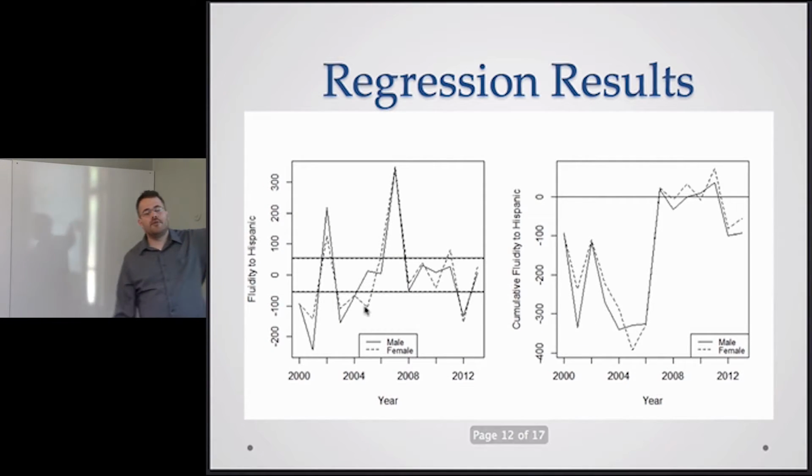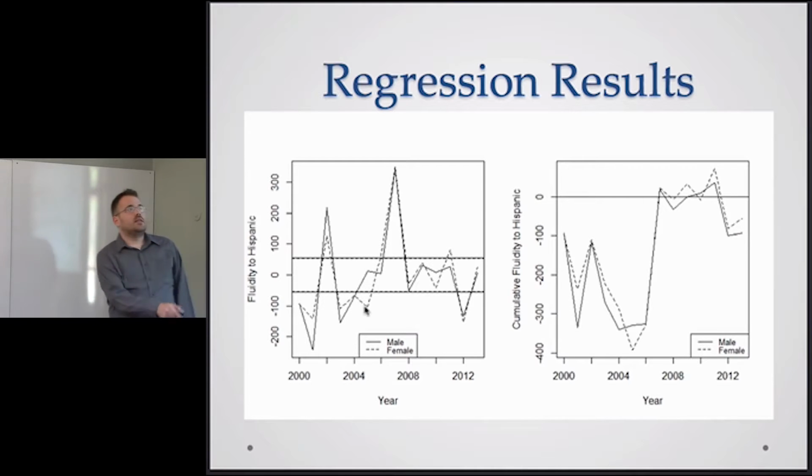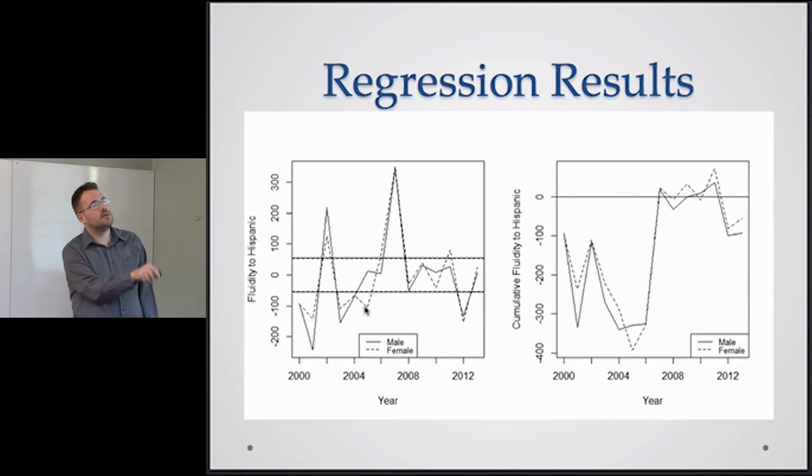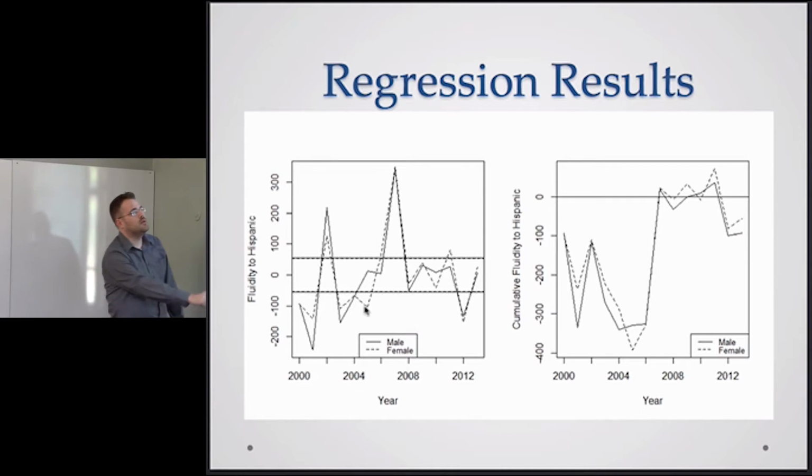This is the same graph for Hispanic. So you can see that there is this people transitioning out of Hispanic up until 2006 or so, and then back up to basically no fluidity post.